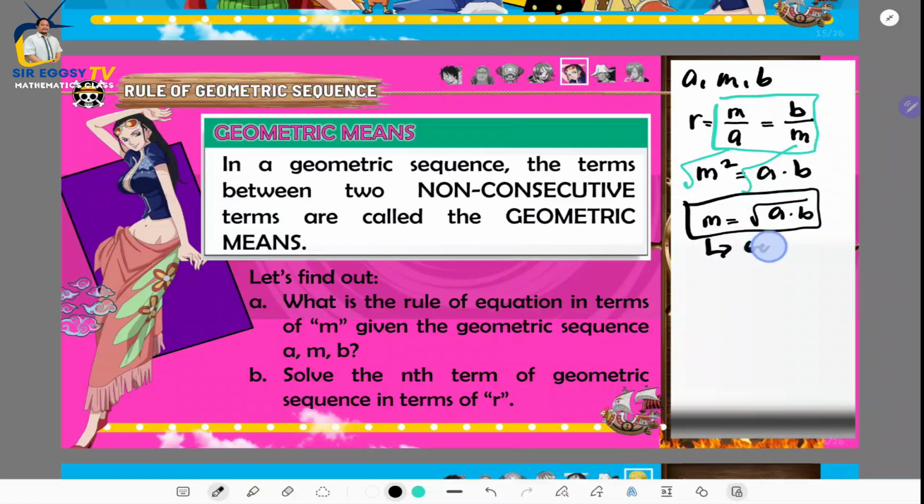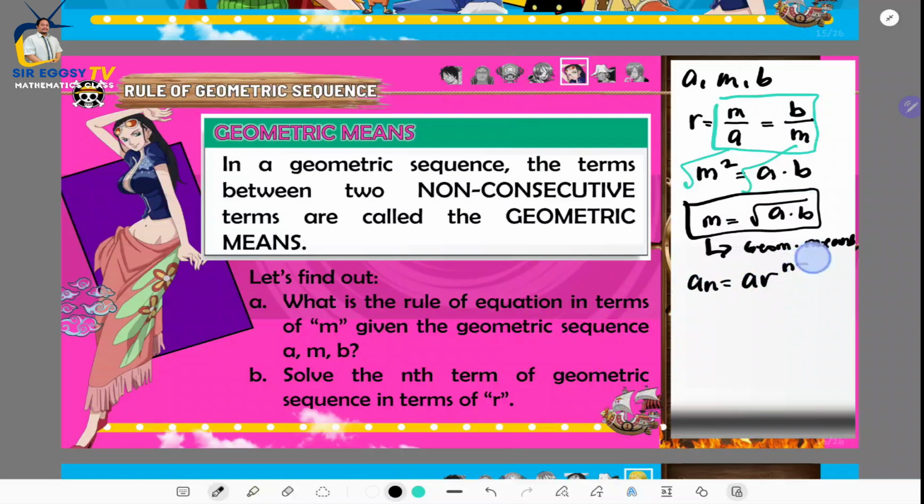This will be your formula in geometric means. If you are only looking for one geometric mean, you can already use this equation. But what if you are looking for multiple means, or multiple geometric means?